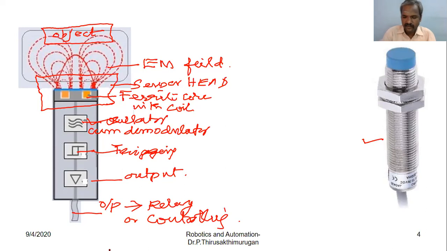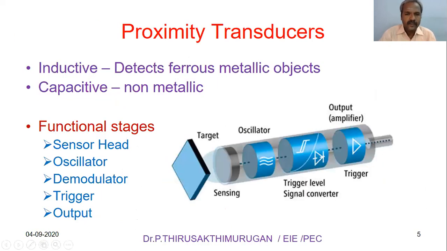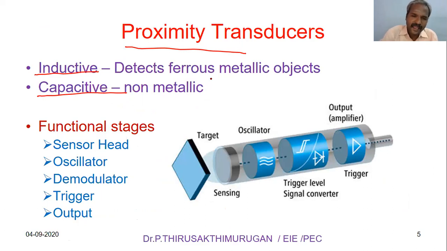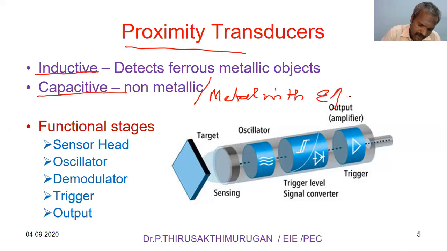Let's see in detail one by one. The proximity sensors, proximity transducers, are basically of two types: inductive and capacitive. Inductive detects ferrous metal objects. Capacitive detects non-metallic objects, and it is also used for metals with very high permittivity. So a capacitive transducer also detects metal with high permittivity, whereas an inductive transducer only detects ferrous metallic objects.